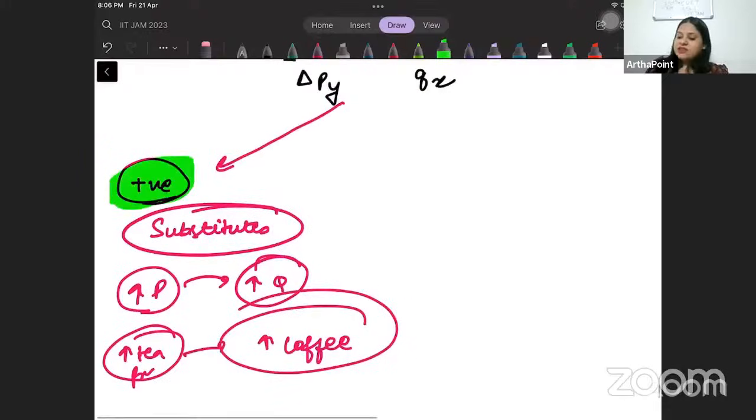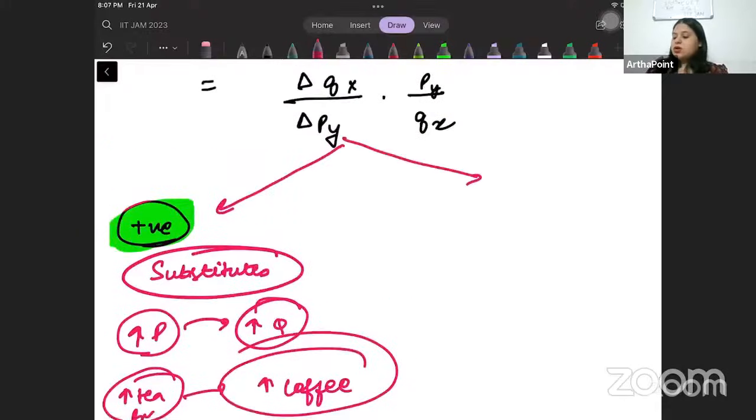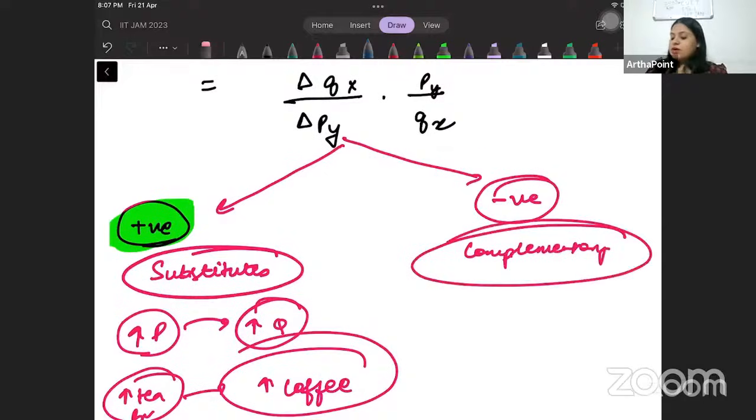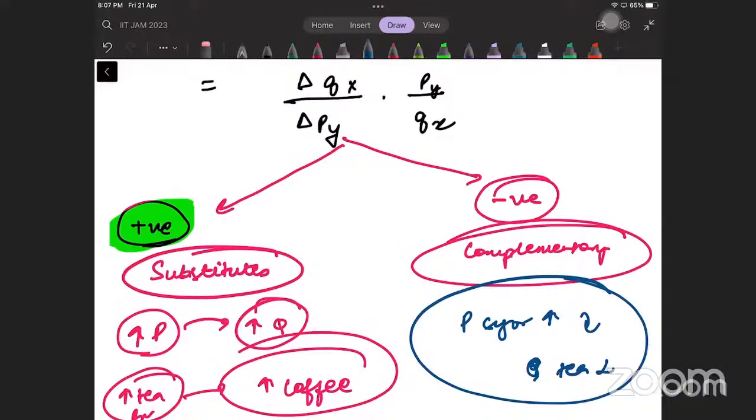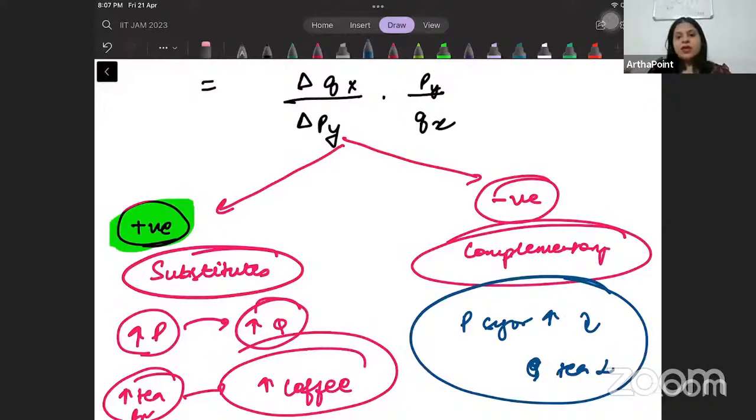When is this negative, beta? For complementary goods. So when price of sugar increases, then demand of tea decreases. They move in opposite direction. And since they move in opposite direction, therefore we can say that we have negative cross price elasticity. Is this clear? So this is it from the cross price elasticity aspect.